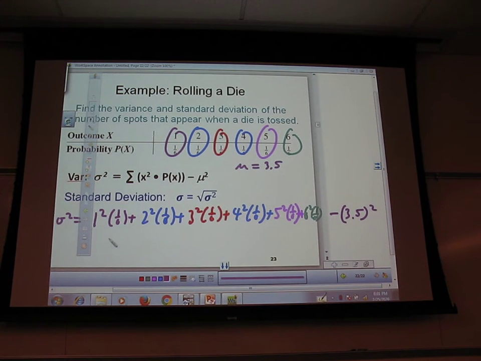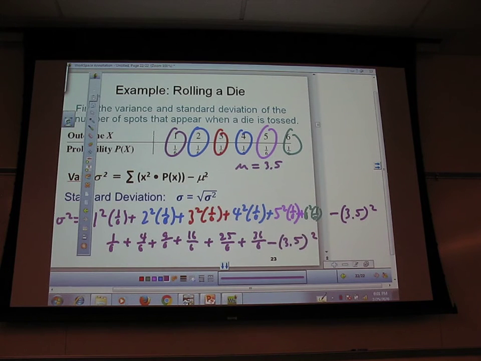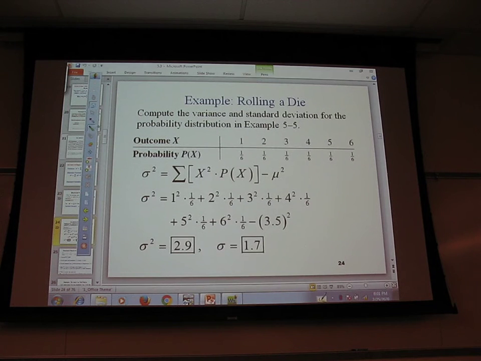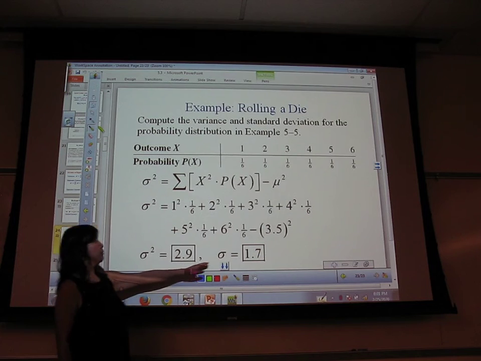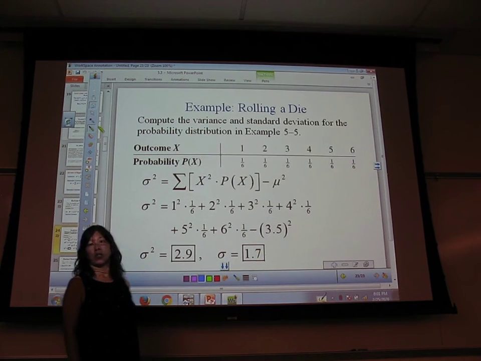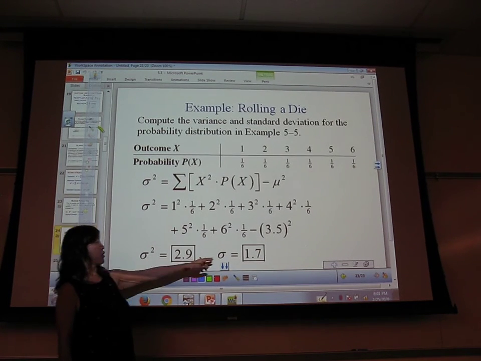So this is going to end up being 1 squared is 1, so 1 sixth, 2 squared is 4, so 4 sixths, 3 squared is 9, so 9 sixths, 4 squared is 16 sixths, 5 squared is 25 over 6, and 6 squared is 36 over 6, and then we subtract 3.5 squared. If you do that, magically, you will get 2.9. If you square root that, the standard deviation will be 1.7. So remember, this is the variance. Standard deviation is the square root of variance.